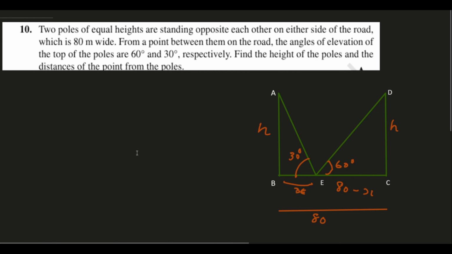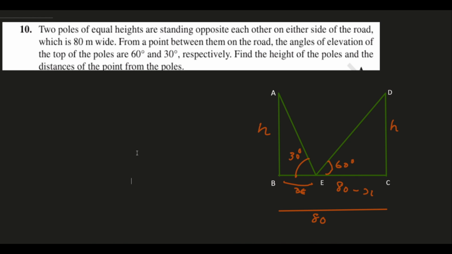Here we are going to do the 10th question of exercise 9.1. Let's read the question first. Two poles of equal heights are standing opposite to each other on either side of the road, which is 80-meter wide. From a point between them on the road, angles of elevation of the top of the poles are 60° and 30° respectively. Find the height of the poles and distances of the point from the poles.